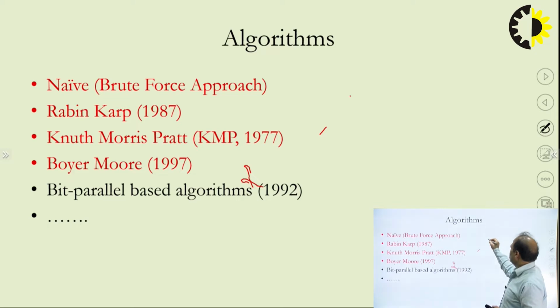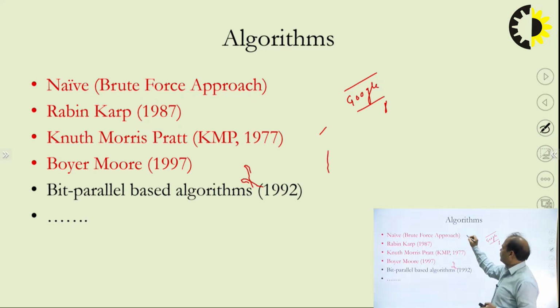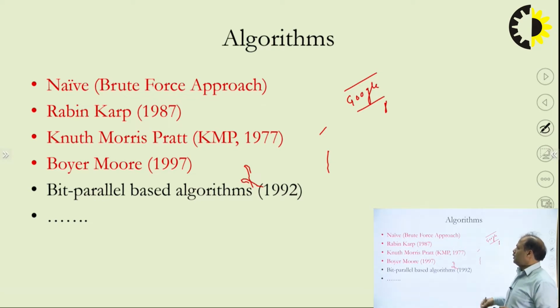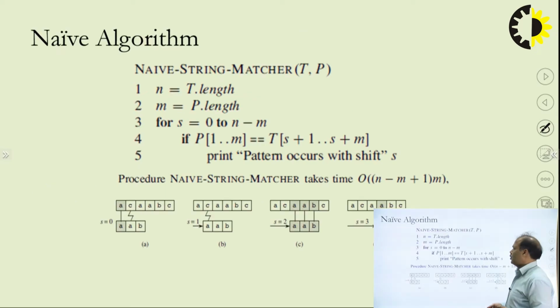Even Google is using string matching algorithms to find a particular pattern inside a document. So this has many applications. As per our syllabus, we have only naive, Rabin-Karp and Knuth-Morris-Pratt. So I am going to discuss only the top 3 algorithms. The rest will be discussed in the next lectures.